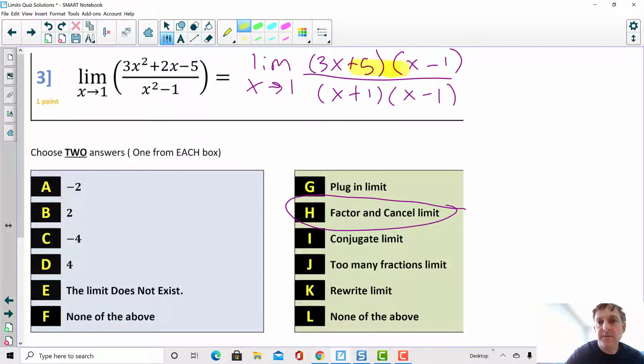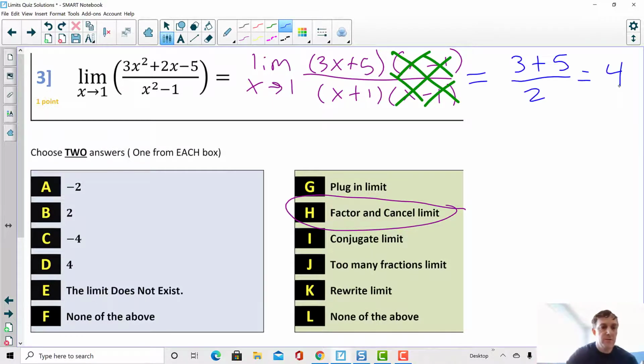The inside gives you 5x. The outside gives you minus 3x. So yes, that would give you the 2x in the middle. Okay, now that we've factored, we can go ahead and cancel. And now it's a plug-in limit. Let's plug the 1 in. Final answer is 4 for this one.